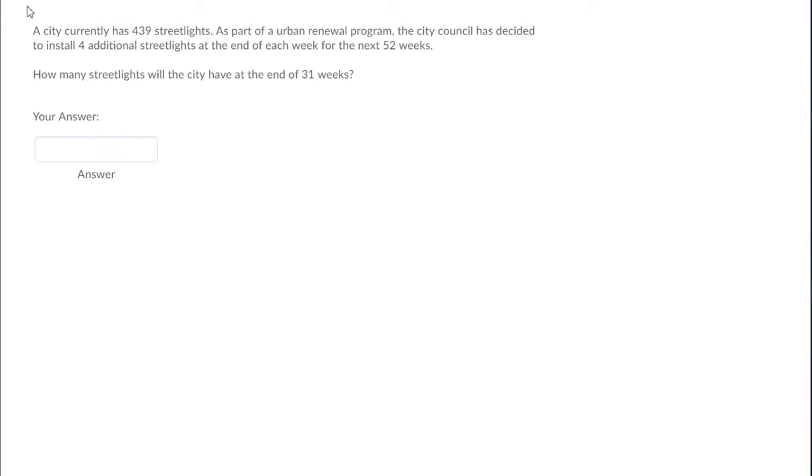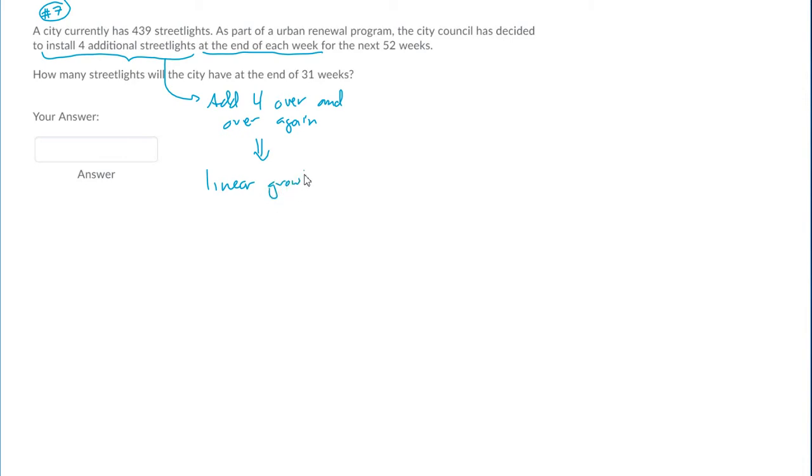Okay, so this is problem number 7. We've got 439 streetlights currently, and we're installing 4 at the end of every week. So that means we're adding 4 every week. We're going to add 4 over and over again. What does that tell you? Because we're adding the same quantity over and over again, we have a linear growth model. That's how you tell.